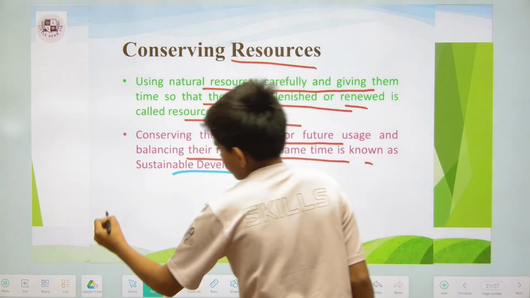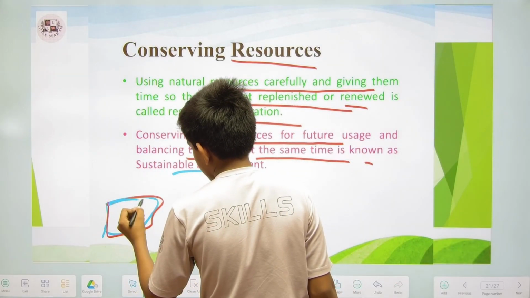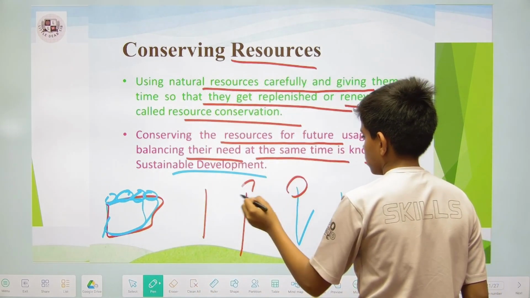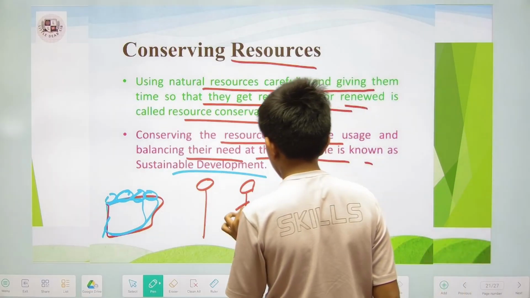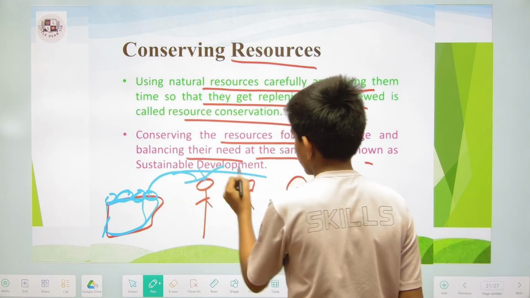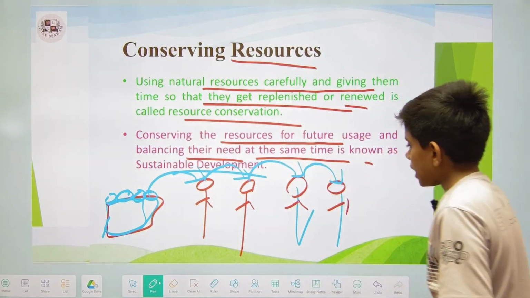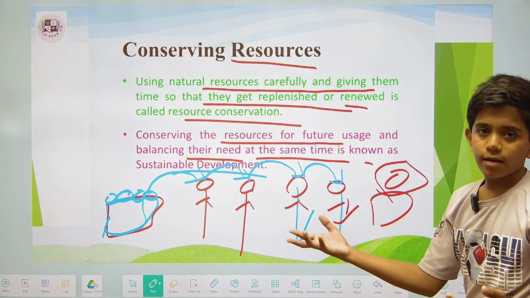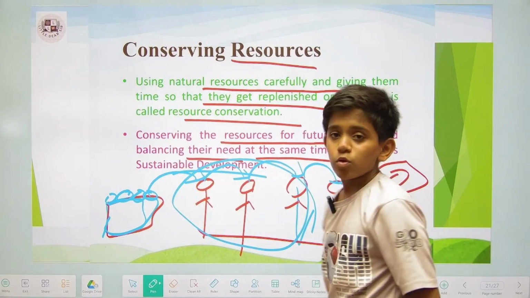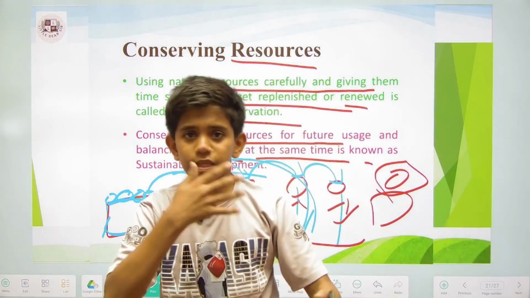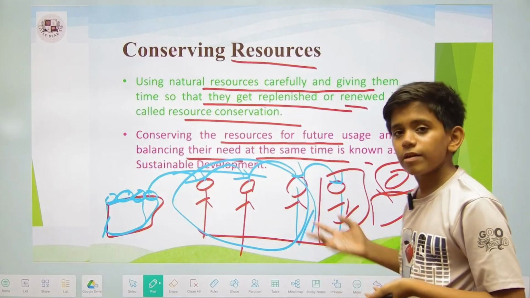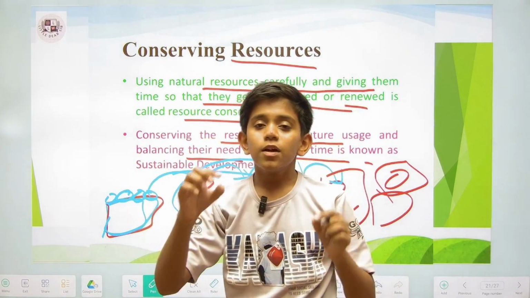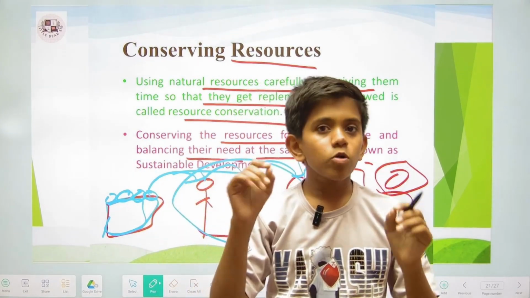Conserving the resources for future use and balancing their need at the same time is known as sustainable development. Now you take a bowl of popcorn. Okay, you give it to 4 students. This one eats, this one eats, this one eats, and this one eats. By the time it comes to this boy, the popcorn is 0. Why? These 3 people have used it so carelessly, eating everything. He will get nothing, he will die. So it is the same with the resource. We should use the resource carefully so our future generations will get them and have an adequate amount of it.